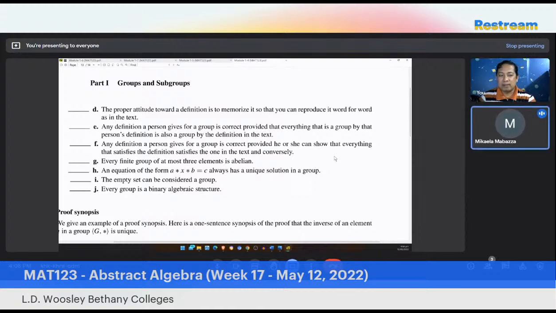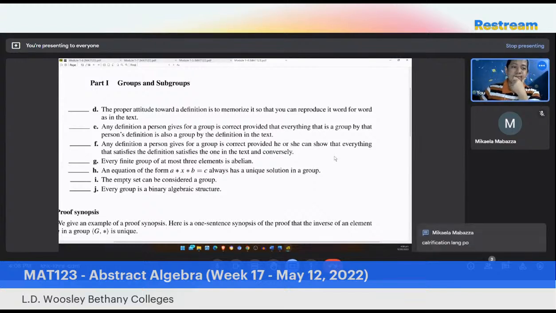Sir, clarify lang po. Clarification. Hindi ko marinig. Sabog talaga, no? Ano ba nangyari sa mic? Sorry, lakas na nga ng volume nito. Ulit. Sige, go ahead.